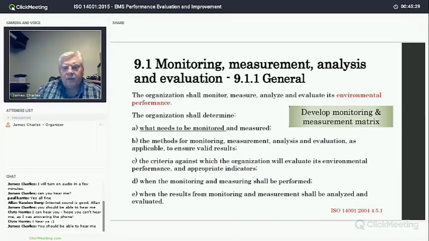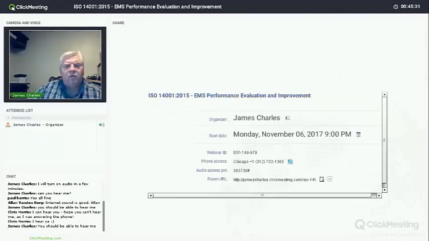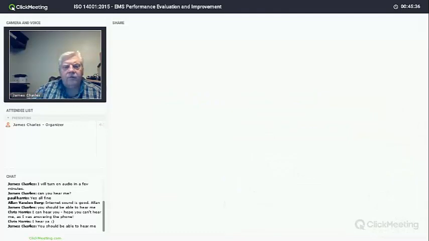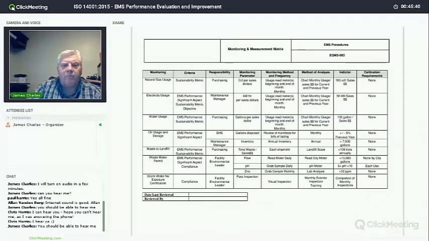What is that? Let me see if I have one of those available. Yeah. So here's an example of a monitoring and measuring matrix, and we put together different versions of this, but again, it really speaks to the standard and the basic requirements. What is it that we're going to monitor and measure? Who's responsible? What's the monitoring parameter? The frequency, the method, and what is our indicator?